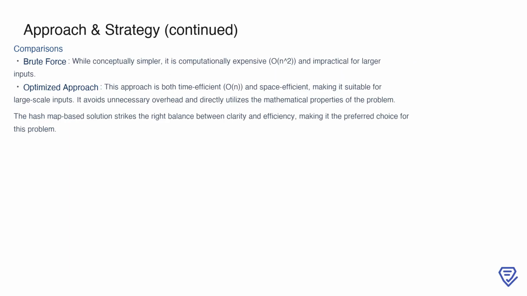Comparing the two approaches highlights why the optimized solution is the better choice. While the brute force method is conceptually simpler, it is highly inefficient with a time complexity of O(n squared), making it impractical for larger inputs. In contrast, the hash map-based solution runs in O(n) time and is also space efficient, making it ideal for handling large-scale inputs. The optimized approach avoids the unnecessary complexity of explicitly managing group allocations by directly leveraging the mathematical relationships in the problem. This balance between clarity and efficiency makes it the preferred strategy for solving the rabbits in forest problem, as it ensures both accuracy and scalability.